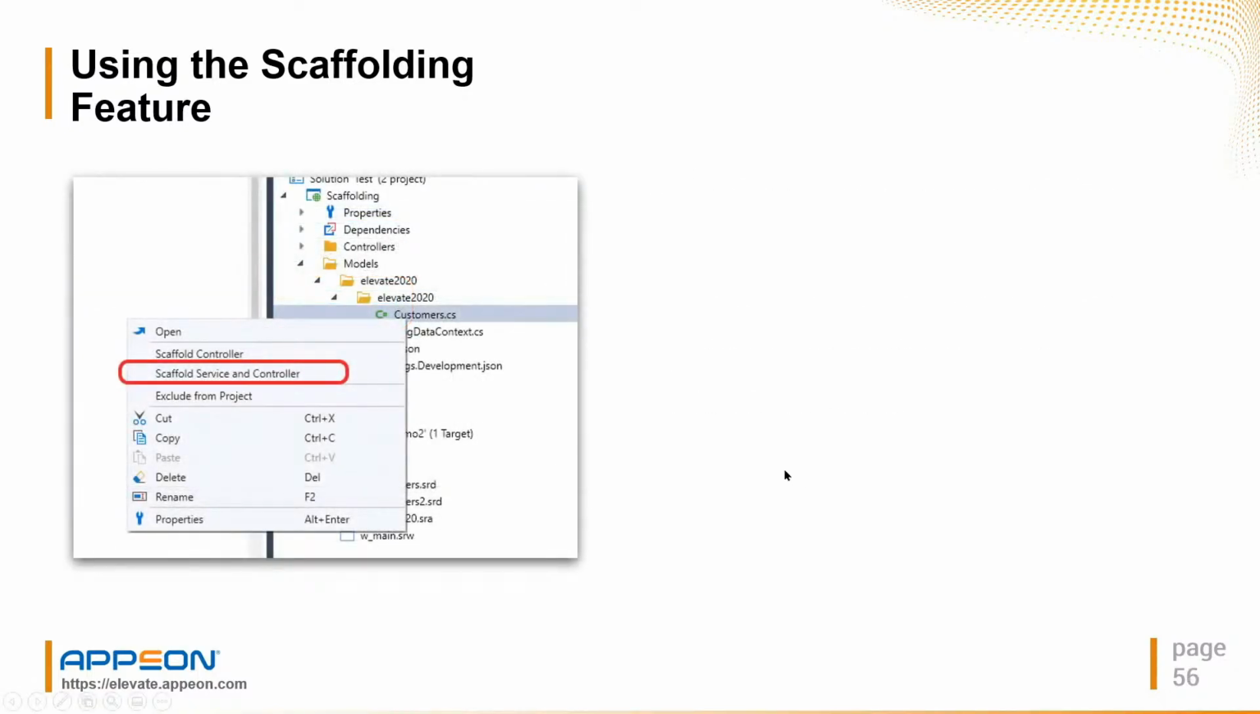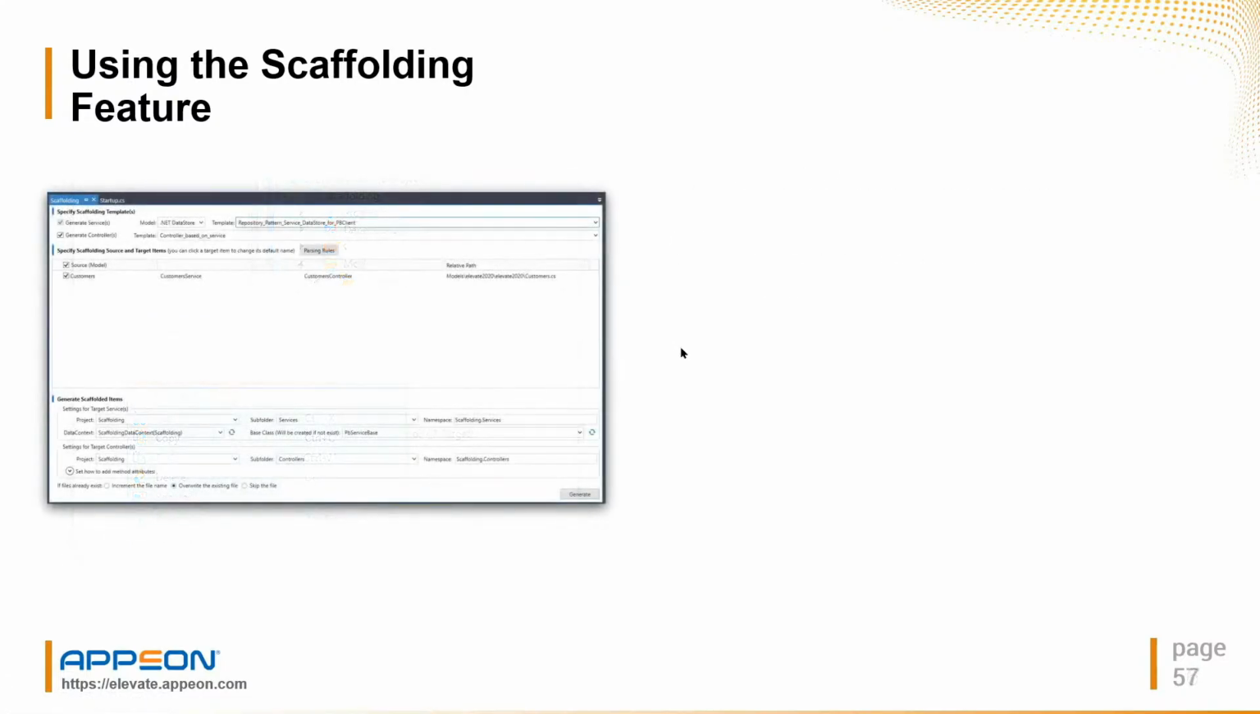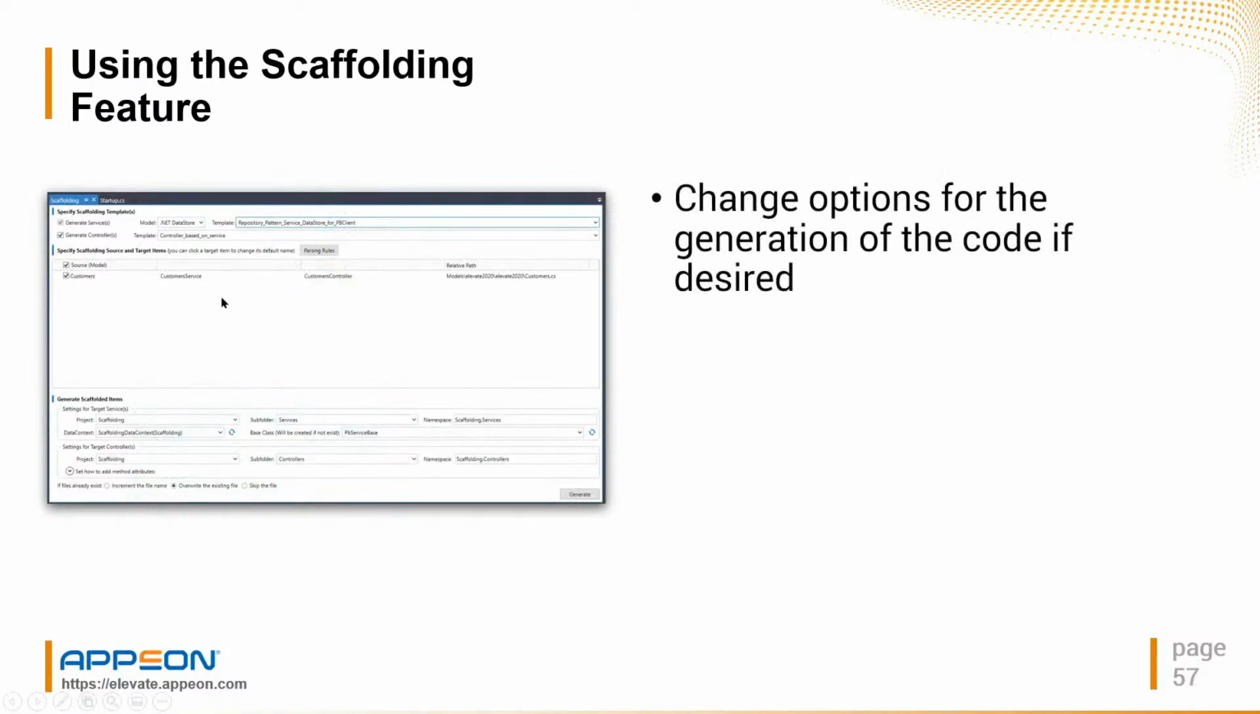Okay, so once you've created your data context and you've created your POCO class by using the data window converter, you can right click on the POCO class, and you'll see two options come up. One is just to create the controller, and the other one is create both the service and the controller. So we're going to select that second option, and this dialog comes up. What this does is allows us to customize how the generation is done.